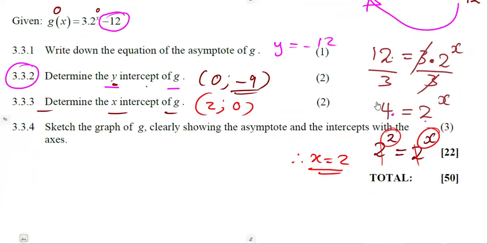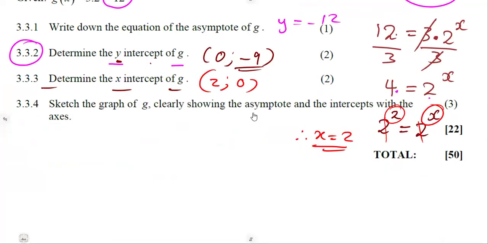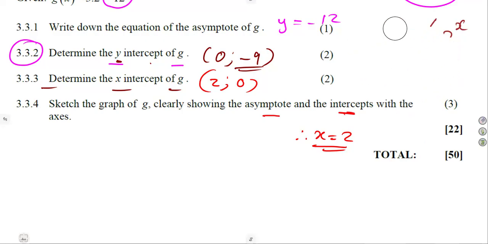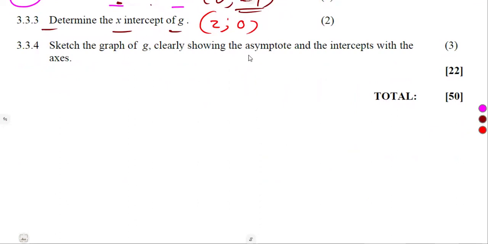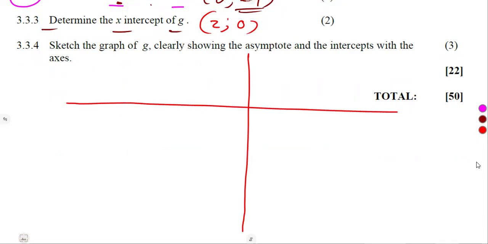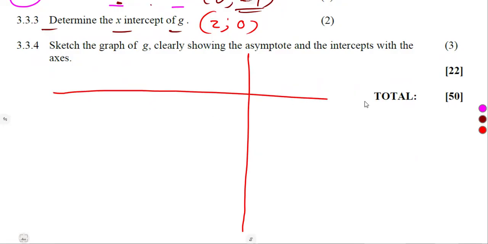Then finally, sketch the graph of g, clearly showing the asymptote and the intercepts with the axis. All right, so remember we have got our x-intercept and y-intercept. So let's start with the asymptote, guys. Whenever you've got this type of graph, start with the asymptote. We do not have much space to work with, so I'm just going to have a sketch on a plain part. Let's just hope you will understand me.